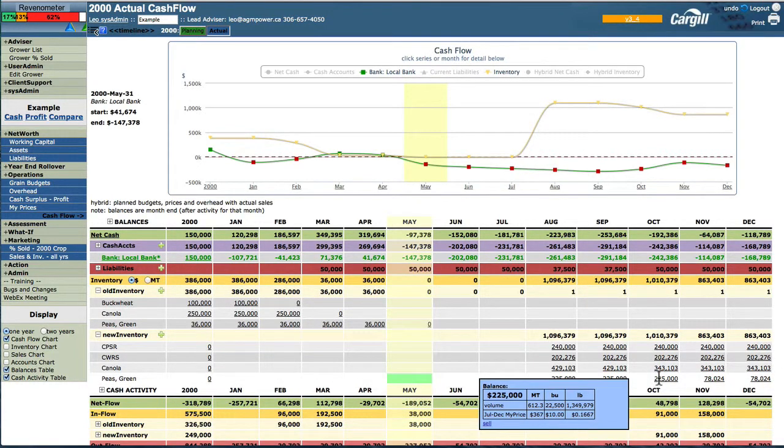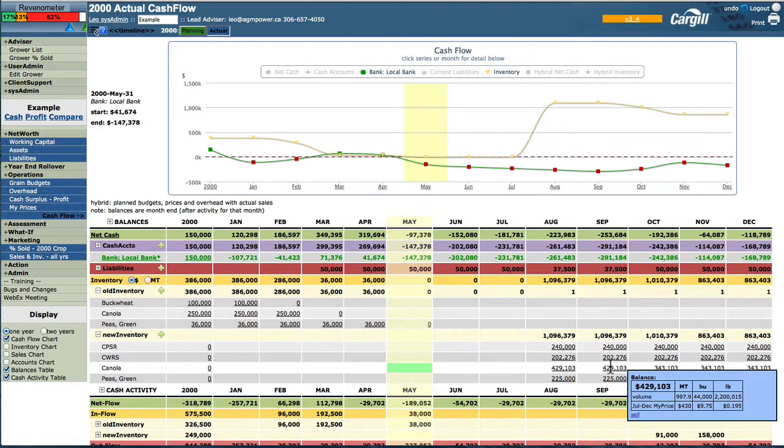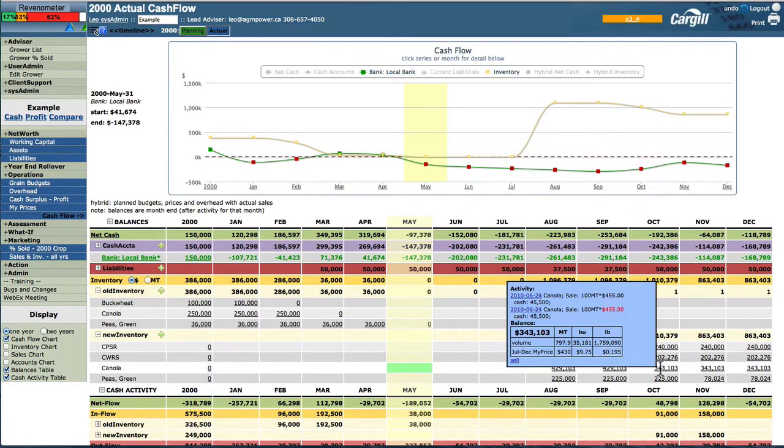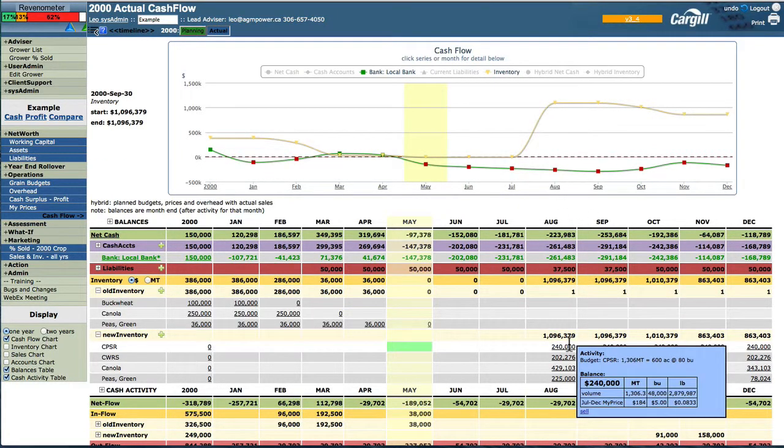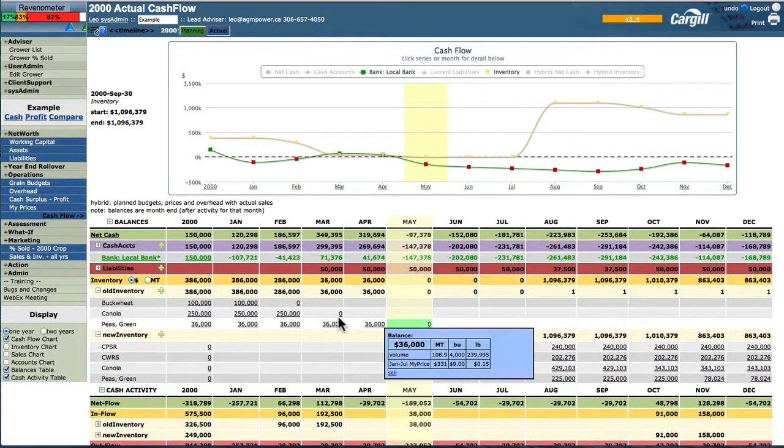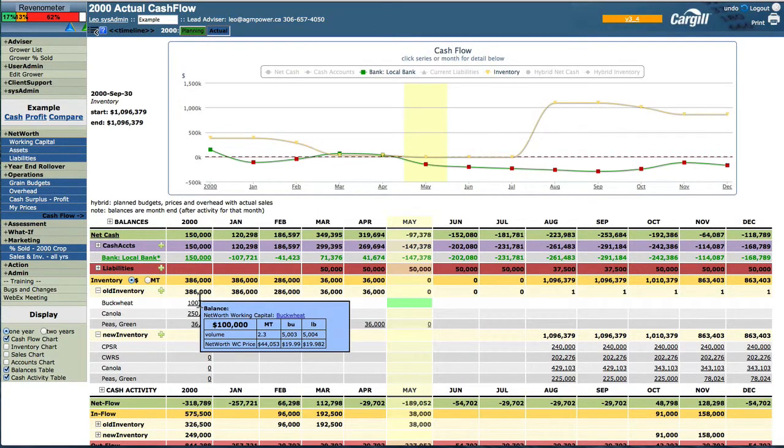New crop inventory is done the same way, only instead of using the values in working capital, we are using the values put into my prices. You can see in canola we have the inventory valued at $430 a ton. But when the sale is made in October, we're using a price of $455. So the inventory line is a general indicator of what the inventory is worth based on new crop, my prices, or old crop, working capital.